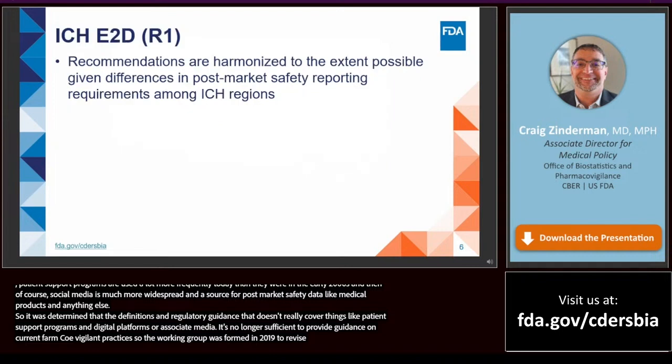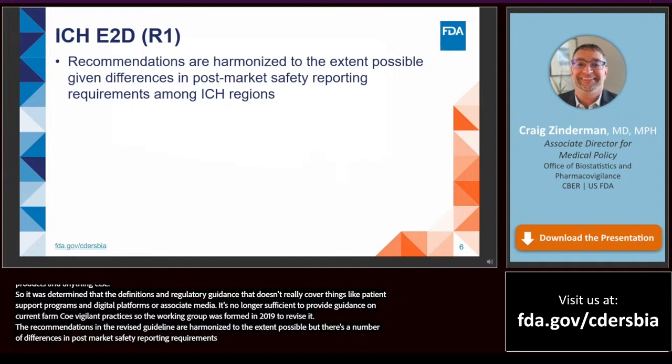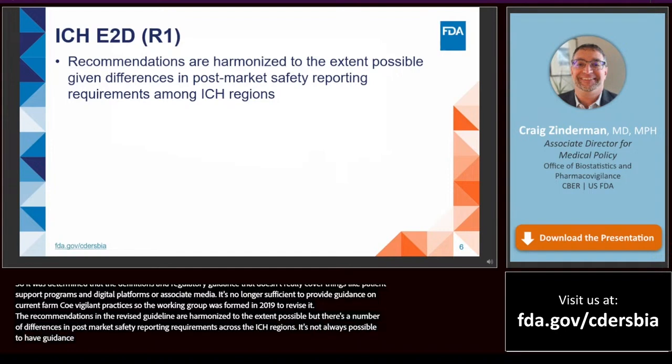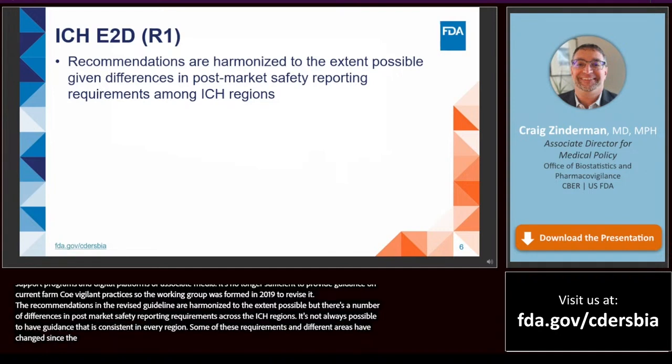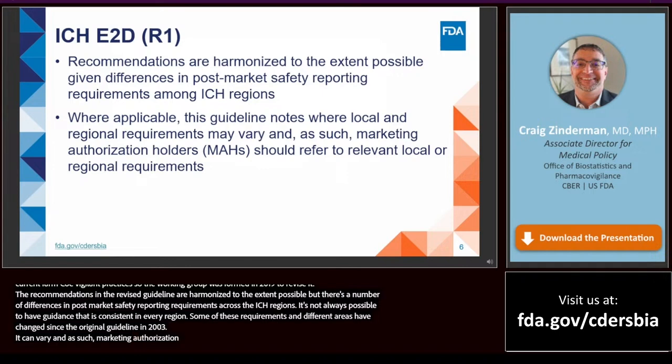The recommendations in the revised guideline are harmonized to the extent possible, but there are a number of differences in post-market safety reporting requirements across the ICH regions. So it wasn't always possible to have guidance that's consistent in every region. Some of these requirements in different areas have changed since the original guideline in 2003. So in places in the guideline where it's needed, where it's applicable, the guideline notes where local and regional requirements may vary, and as such, marketing authorization holders should refer to those local and regional requirements with respect to that particular concept or term.